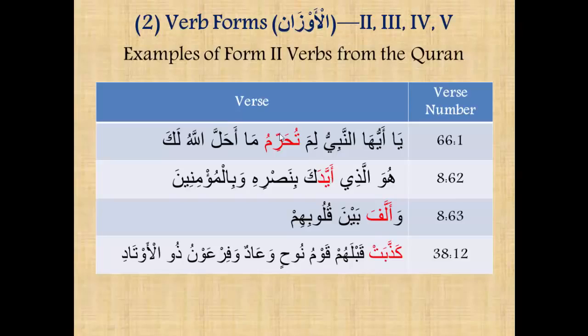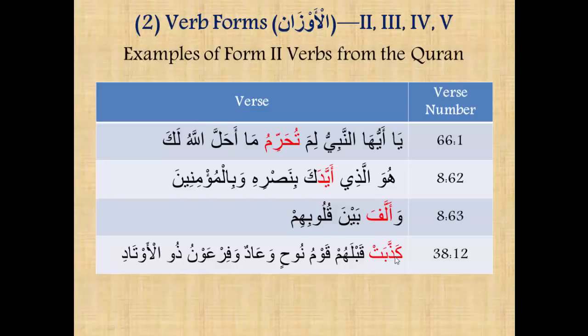Notice the shadda, pay attention to the shadda on top of the Form 2 verb. وألف بين قلوبهم. ألف يؤلف التأليف, Form 2. كذبت قبلهم قوم نوح وعاد وفرعون ذو الأوتاد. كذبت, this is conjugated for هي in the past tense. The verb is كذب يكذب التكذيب.